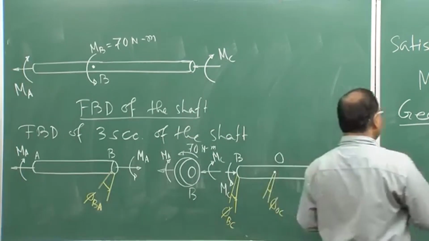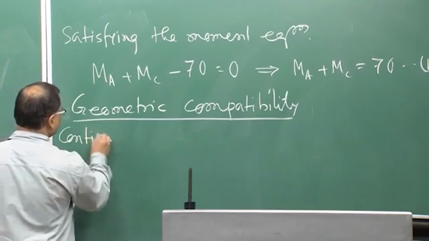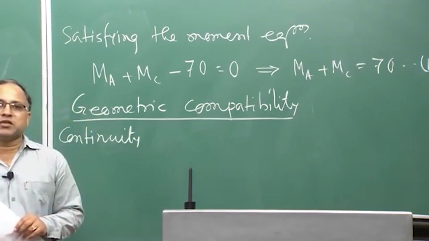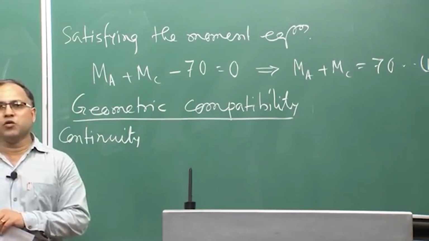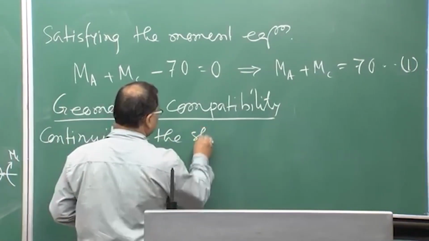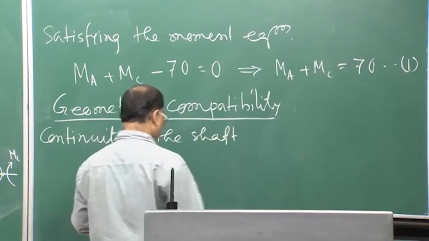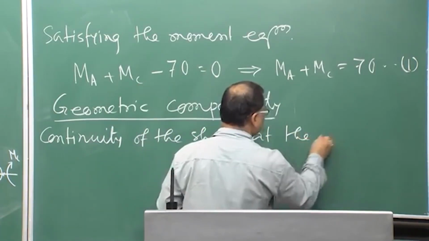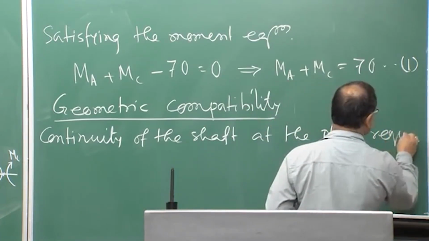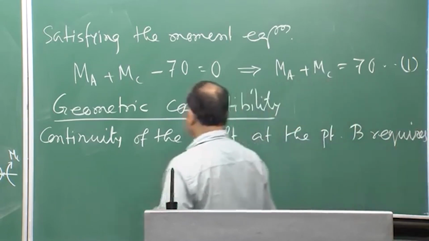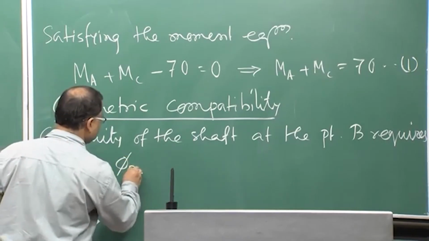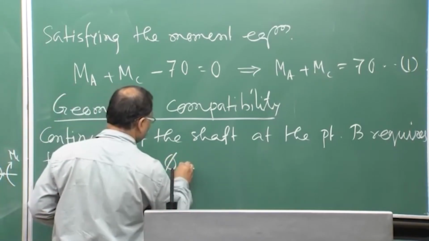So continuity of the shaft, and without that clue actually you cannot proceed, because this is an indeterminate structure, you cannot go ahead. So continuity of the shaft at the point B requires that phi BC equal to phi BA.